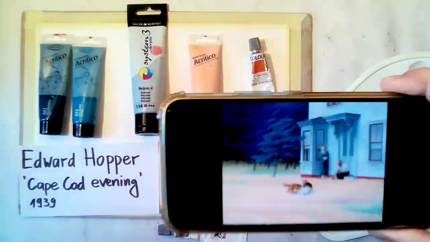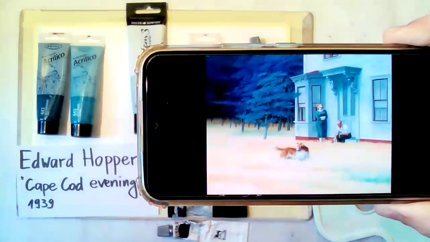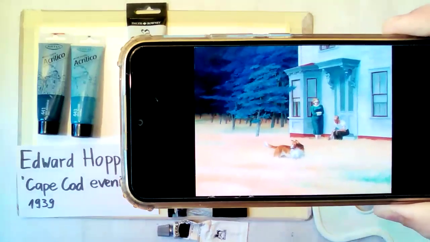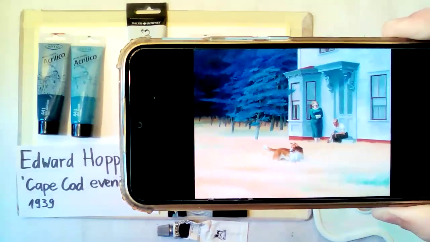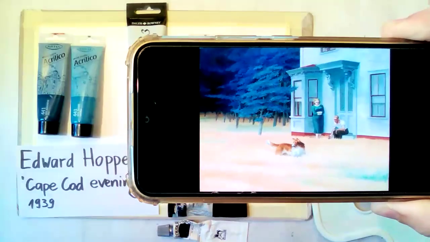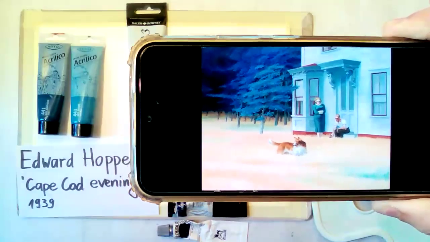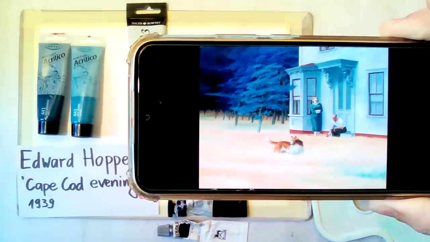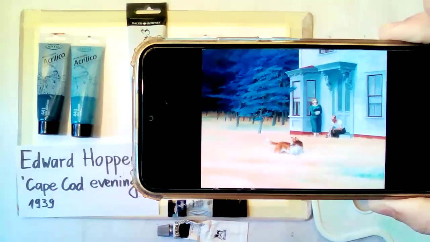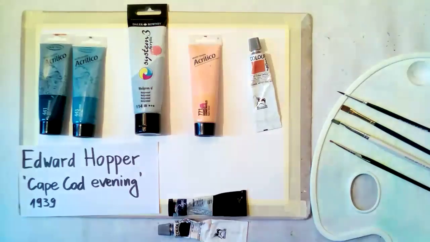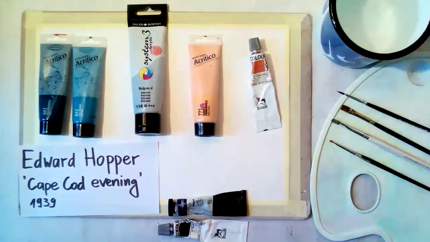So here is the painting. As you can see, there is a couple sitting next to its house. There is a dog and some very nice, interesting trees behind. So I'm going to place my water here instead of the painting.